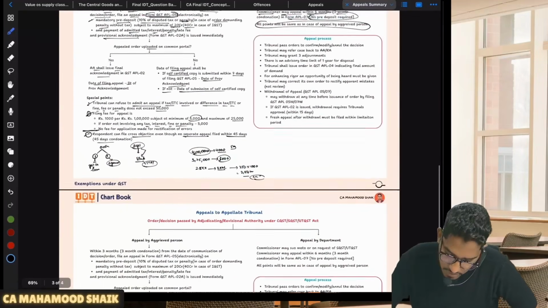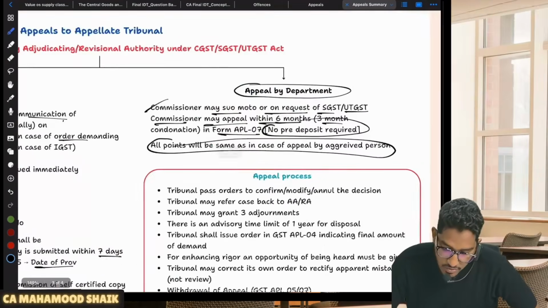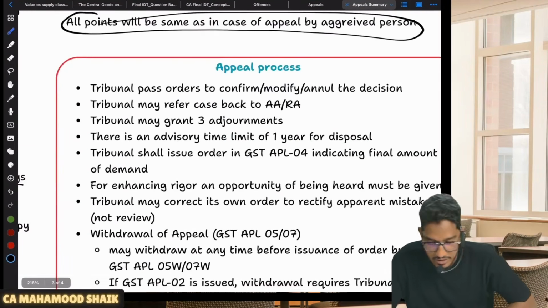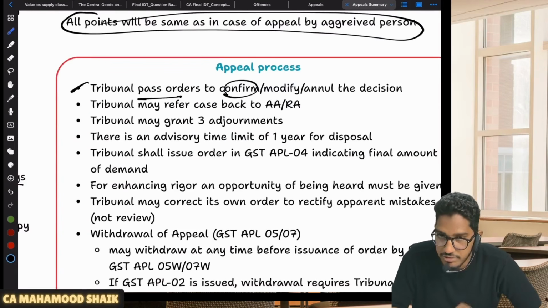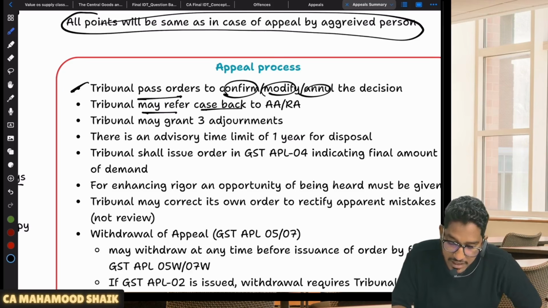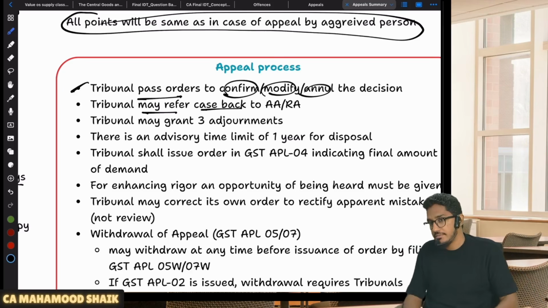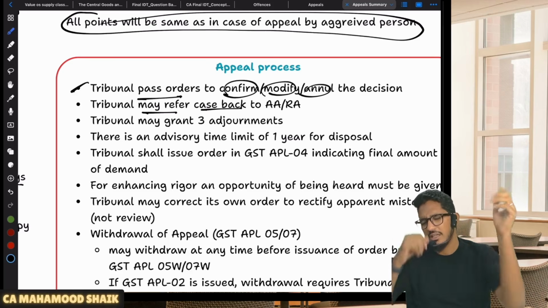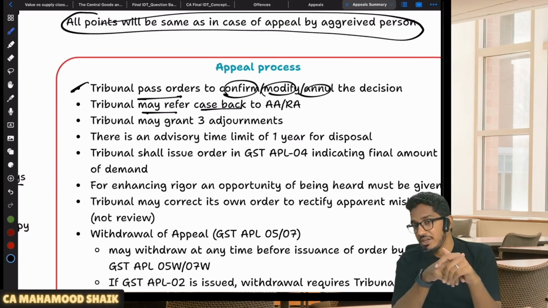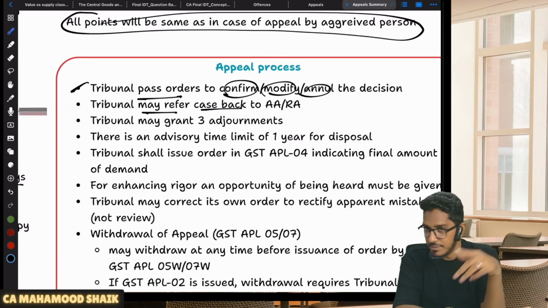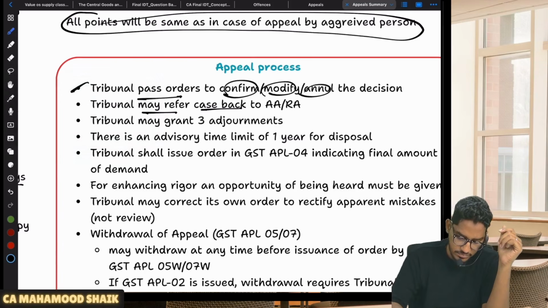Why has it come? It is a duplication. Okay, fine. So now, how will GSTAT carry out the appeal process? Let us see. The Tribunal will pass an order. Here also, either to confirm, modify or annul the decision. The Tribunal may refer the case back to the AA or RA. In case the department feels that either the appellate authority or revisional authority has passed a wrong order, they can refer the matter back to them, saying please redo the order here, this order I am cancelling. That also GSTAT can do.